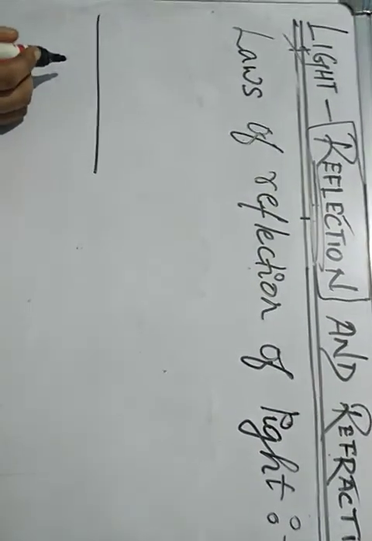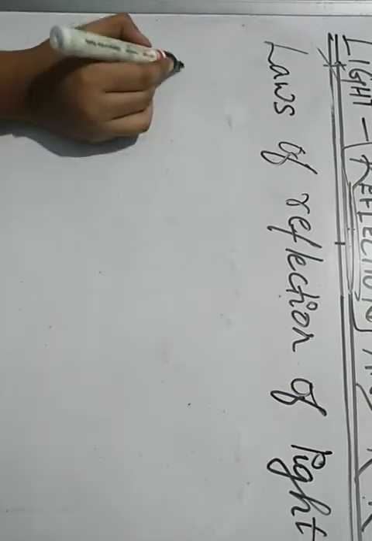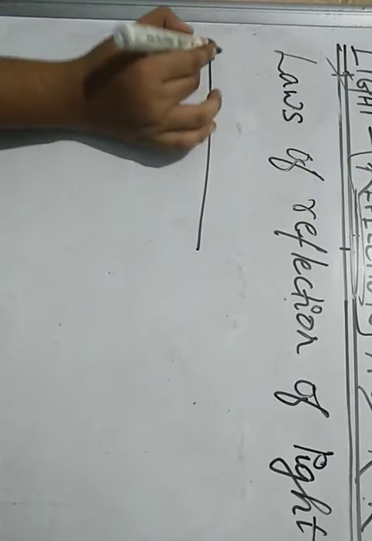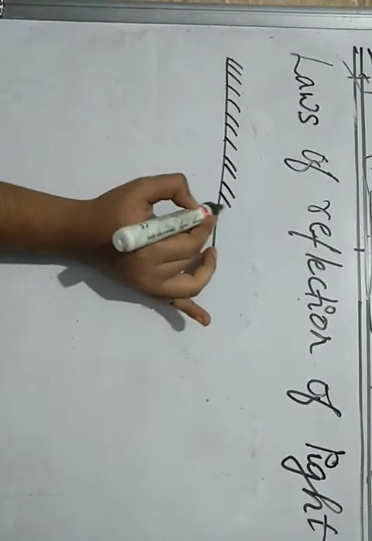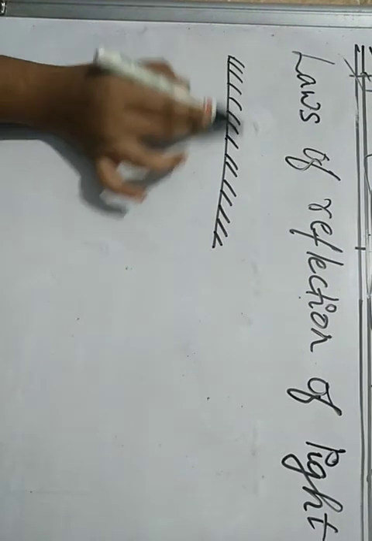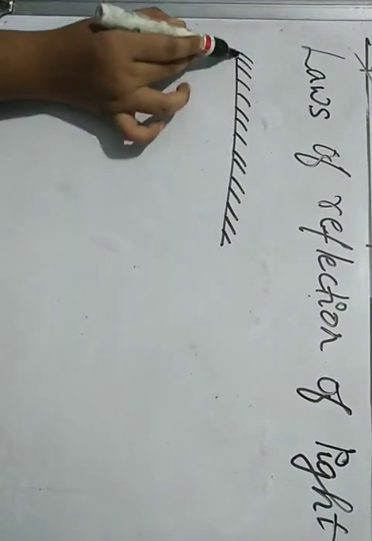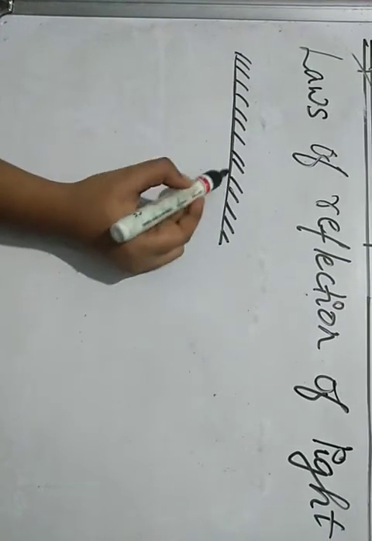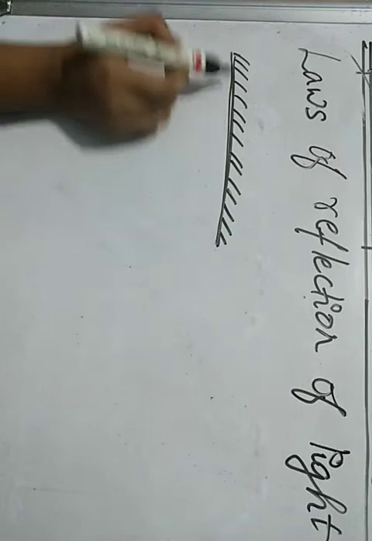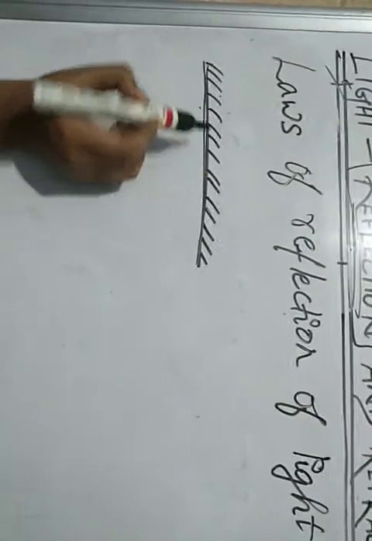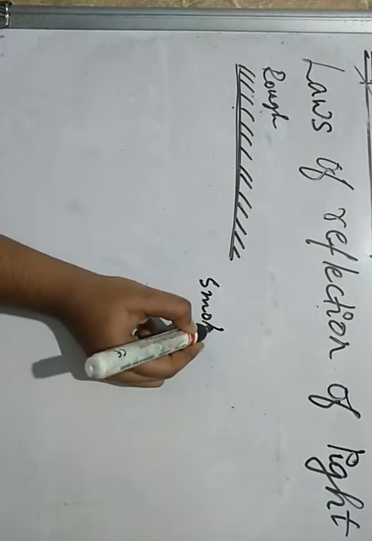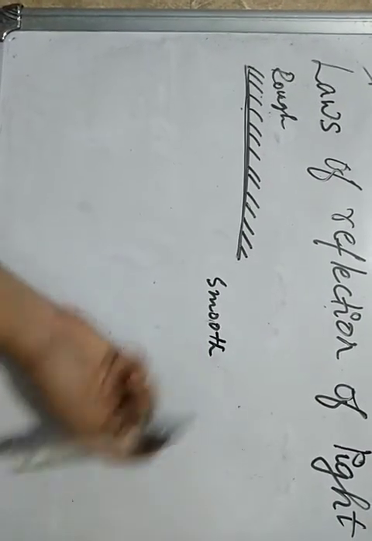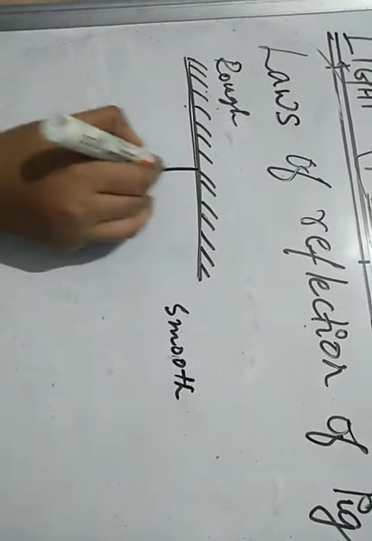Now say for example I take this as my diagram over here. This is the smooth surface, and this part, where slanting lines are marked, is the rough surface. No smooth reflection takes place on the rough surface. And this is the smooth surface, where I am going to show the reflection. I am taking this as my normal N.